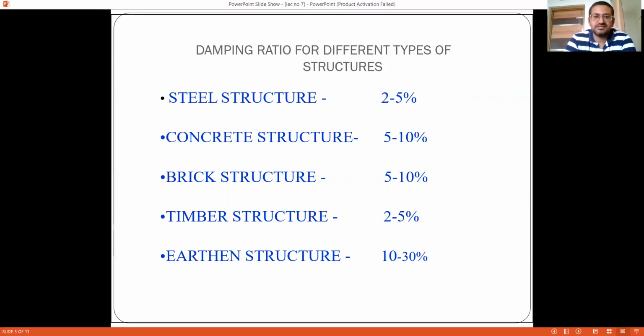So in case of steel structures, the damping value is in the range of 2 to 5%. For RCC structures, the damping value is in the range of 5 to 10%. And for big structures, the value is also in the range of 5 to 10%. Steel structures are going to have less damping available, and concrete structures are going to have more damping available, right? So depending on these damping values also, the response of the structure is going to vary.